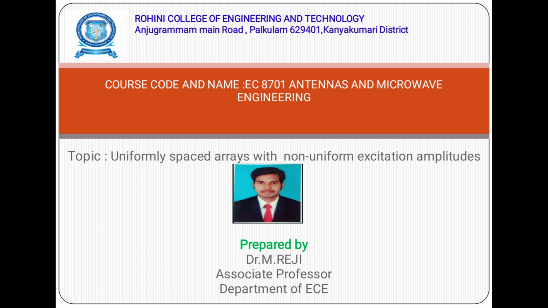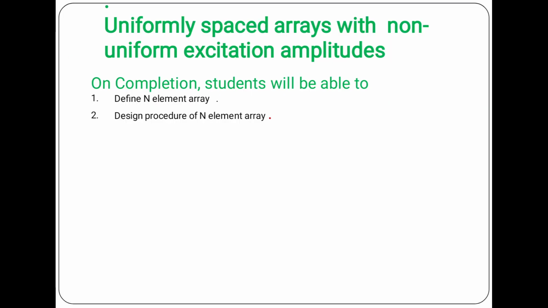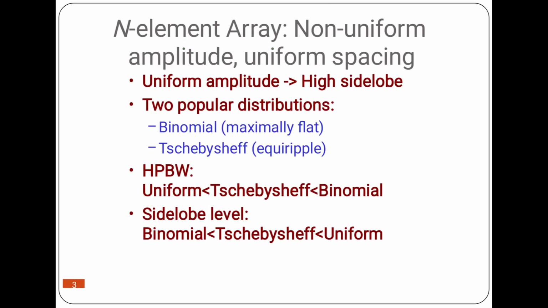Today we are going to discuss uniformly spaced array with non-uniform excitation. Uniformly spaced array with non-uniform excitation amplitude. On completion, students will be able to define an n-element array and its design procedure. N-element array, non-uniform amplitude, uniform spacing. Uniform amplitude gives high side lobes.